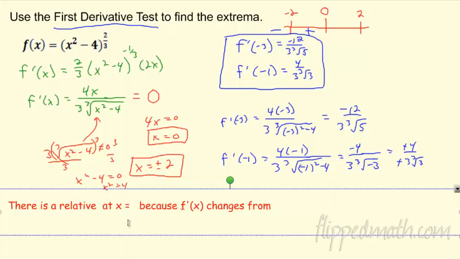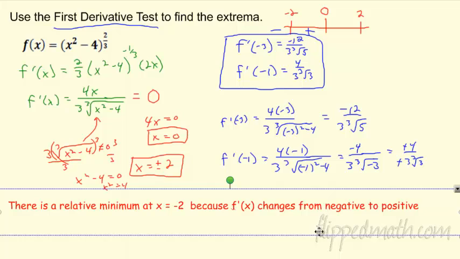So what I just showed there, I showed at -2, we have what? It goes from decreasing to increasing, so we have a minimum. So you have to write this out. There's a relative minimum at what? At x equals -2. Because, how do I know? Because the derivative changed from negative to positive.